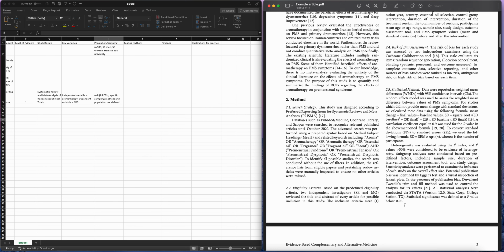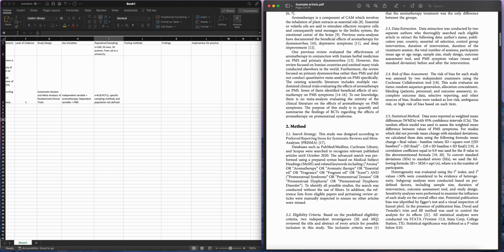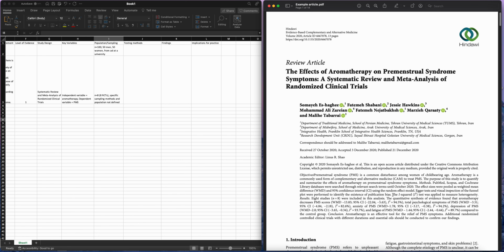Now, testing methods. Their testing methods are actually listed up here. This is a testing method: the I-squared test was applied to measure heterogeneity. That's one way that they use to measure their sample, essentially. And you would just put that in there. Anything with the word test next to it. Again, we didn't really touch on this yet in class. But if you are able to identify where they mention something along with the word test, that's usually something you'd put under testing methods.